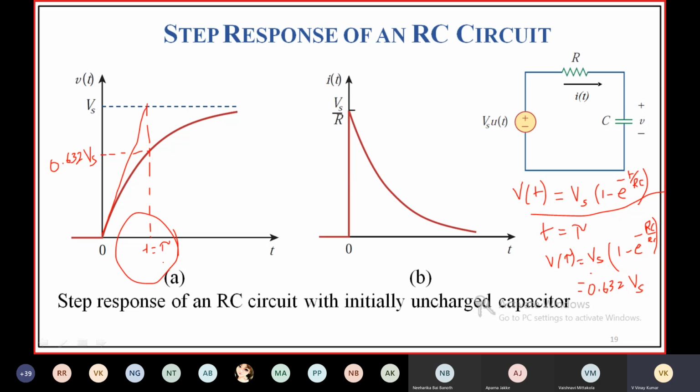So we can define the time constant like this. It is the time taken by the response, here the response is the voltage across the capacitor, to reach 63.2% of its final value.